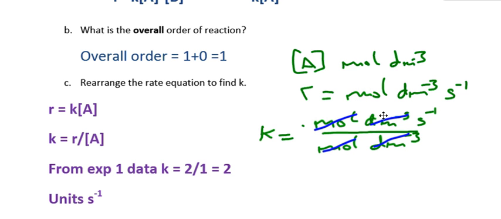Now, if you're thinking ahead from here, my rate equation is determined by the orders of reaction. So the units of k will be different for every rate equation that you work out. So we need to have a look at how we work out the units for different overall orders of reaction.